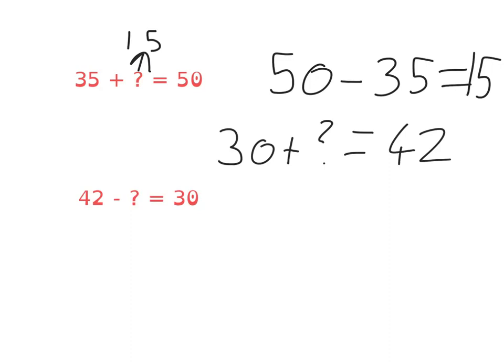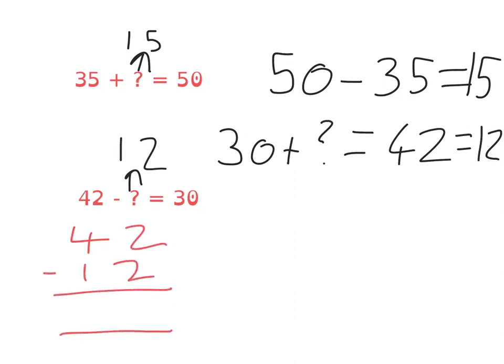And then 40 add 2 makes 42. So then I put my answers together, equaling 12. So my missing number is 12. Again, I can check that by doing 42 take away 12. I've chosen to do it in the chimney sum method, but you could use empty number line or calculate this in your head. 2 take away 2 is 0, 4 take away 1 is 3, so I know that that is correct.